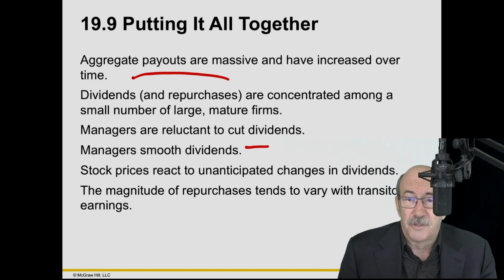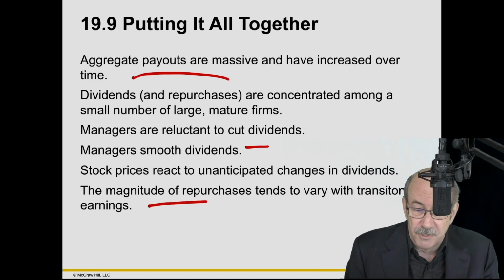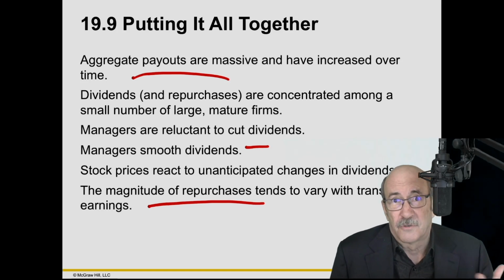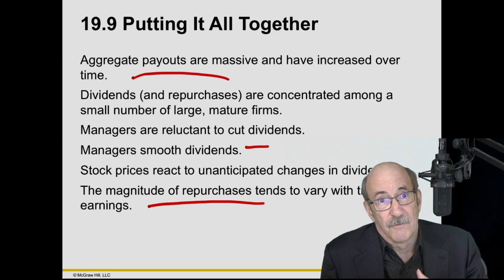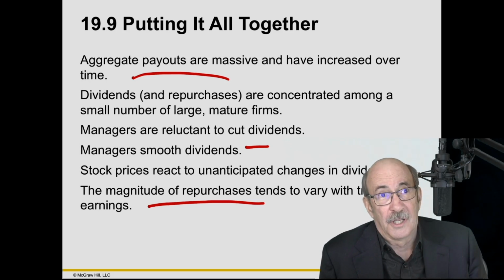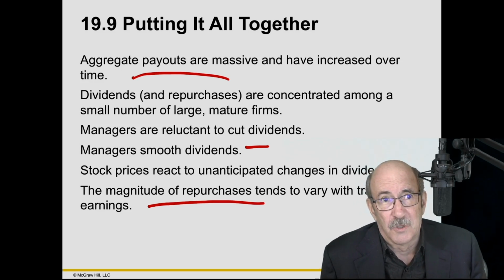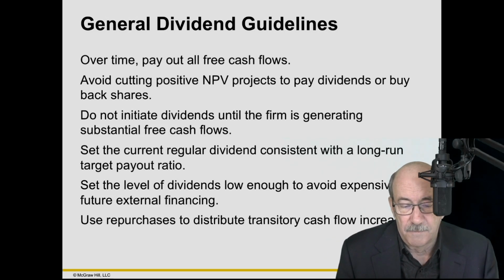And then another piece of this that we know for sure, the magnitude of repurchases tends to be quite high, and it varies with transitory earnings. So in other words, if we have a really good earnings season, we'll pay out that excess by using a stock repurchase as opposed to a dividend.